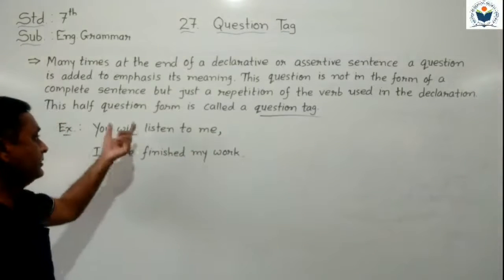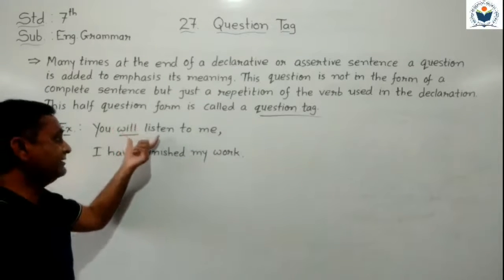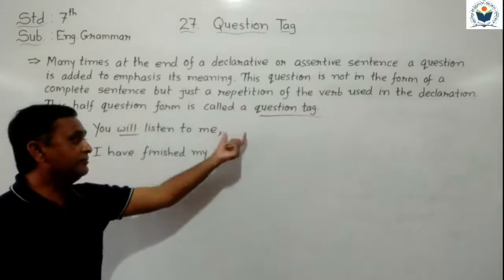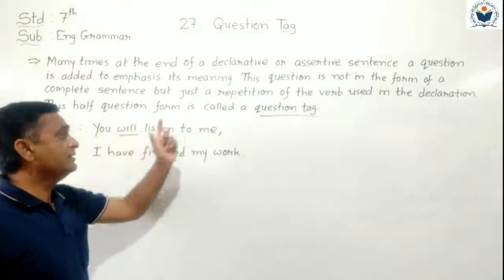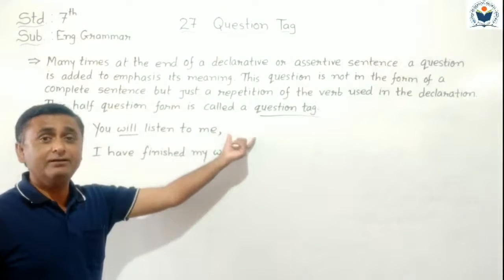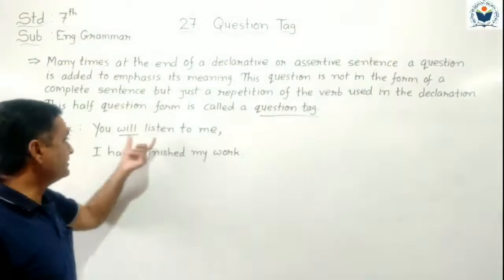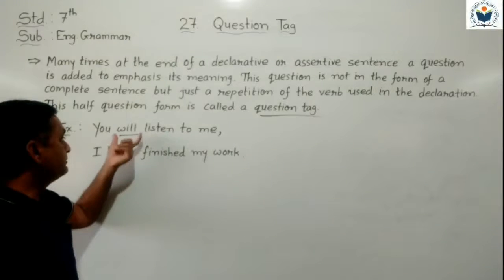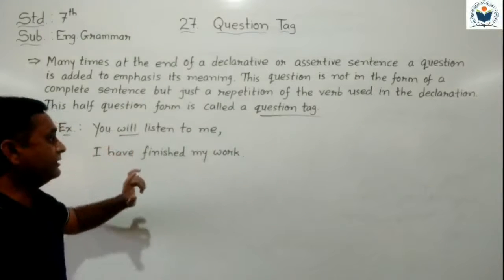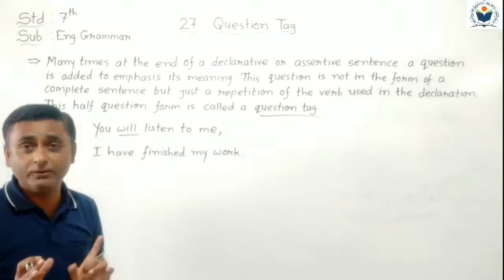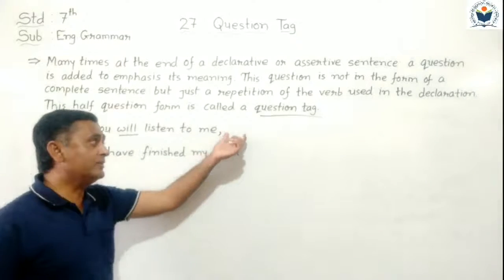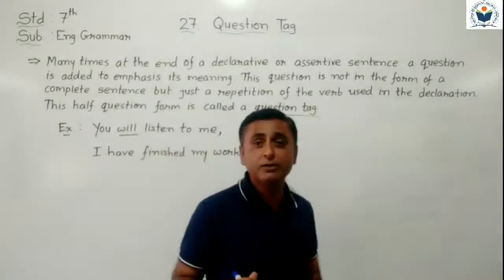After that, you have to form the tag. If the sentence is given in positive, then we have to make a negative question tag. If the sentence is in negative form, then the question tag becomes positive. Here the sentence is given in a positive sense, so we have to convert it into negative form. So it becomes will not.